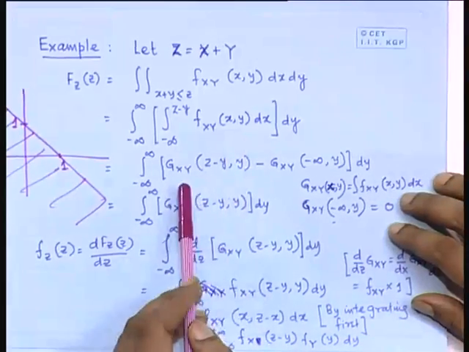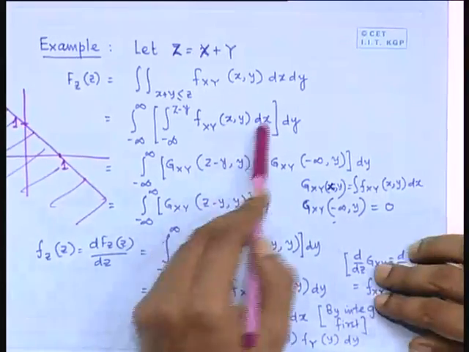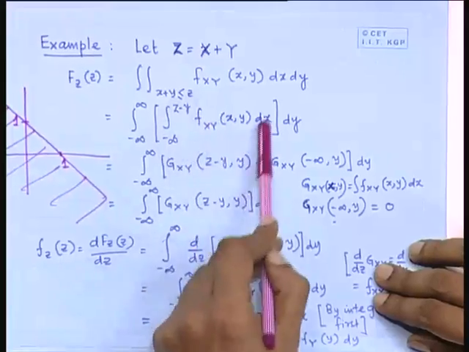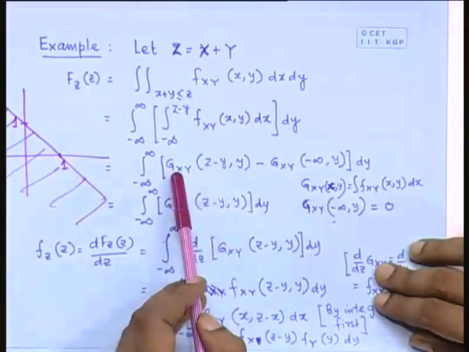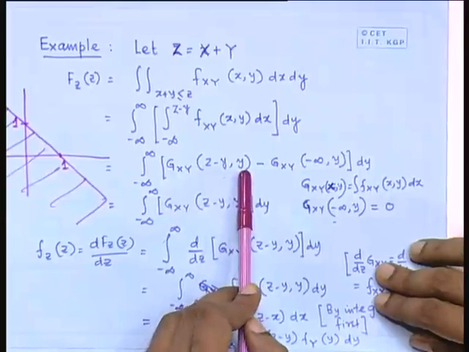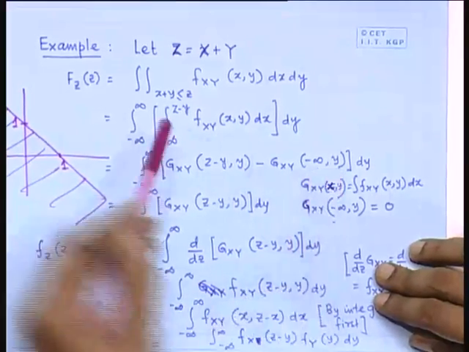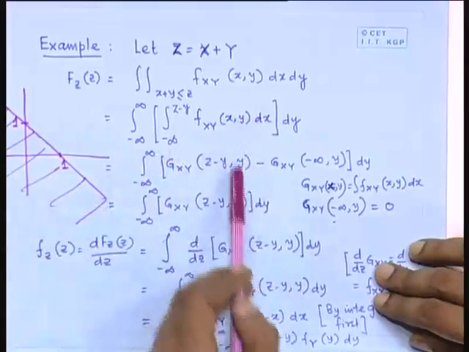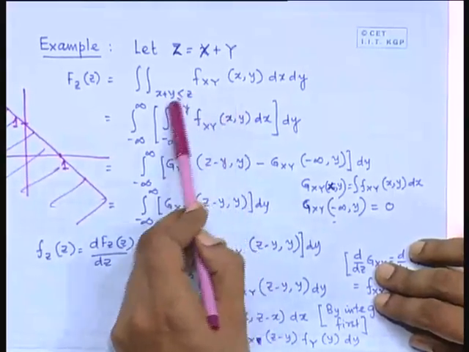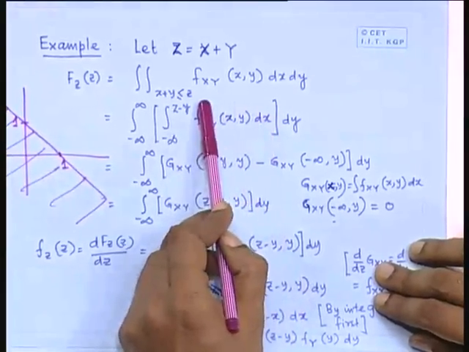So, what is going to be this? This is going to be, if you take the indefinite integral of f(x,y), if you denote it by g(x,y), then it becomes g(z minus y, y) minus g(minus infinity, y). Simply put in place of x these two limits. If this g function is the indefinite integral corresponding to this, then how do you get a definite integral? Just by putting the limits. So you have this.